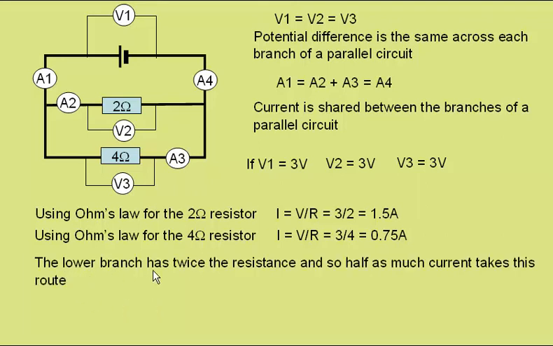So we can say that the lower branch has twice the resistance, and so half as much current takes this route. In other circuits you may have different resistors, not just one being twice the value of the other, but it is possible to carry out the calculations.